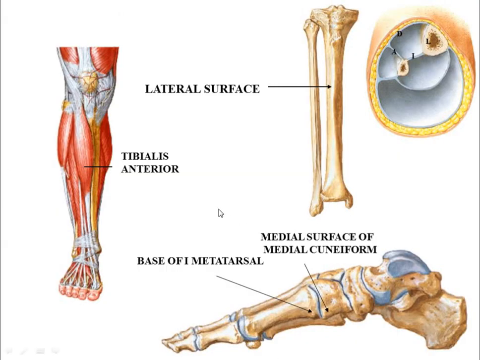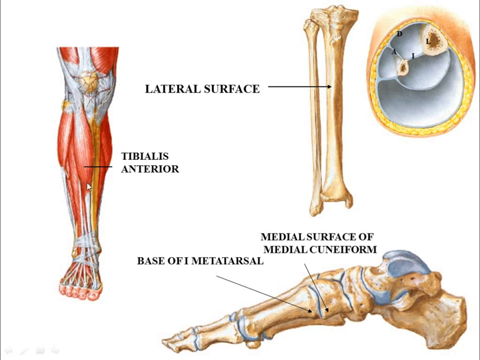The tibialis anterior muscle arises from the lateral surface of the tibia, that is the surface between the interosseous border and the anterior border, and also from the undersurface of the lateral condyle of the tibia. This is tibialis anterior arising from the tibia's lateral surface. The medial surface of the tibia, you can see, is subcutaneous.